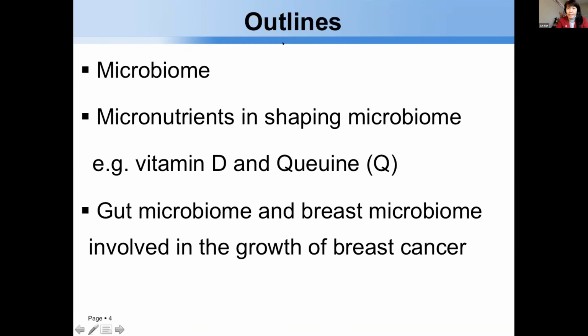And for today's presentation, I will tell you why we care about microbiome in cancer research. I will give two samples about how micronutrients could potentially shape the microbiome for cancer therapy, and I will use breast cancer as one of these samples.